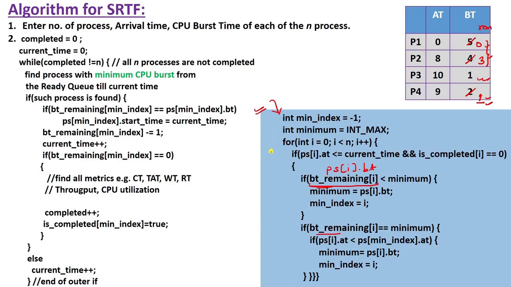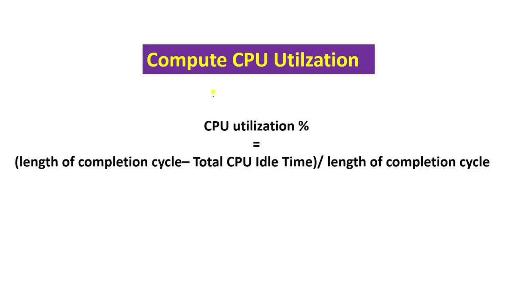So you can go to the SJF program video and see this part and understand the explanation from there. I'm not explaining that part again here because the video will be longer. Now let's move forward and find the CPU utilization. The CPU utilization percentage has the formula: length of the total cycle minus the CPU idle time, which gives us the actual CPU utilization time, divided by the total completion cycle length.